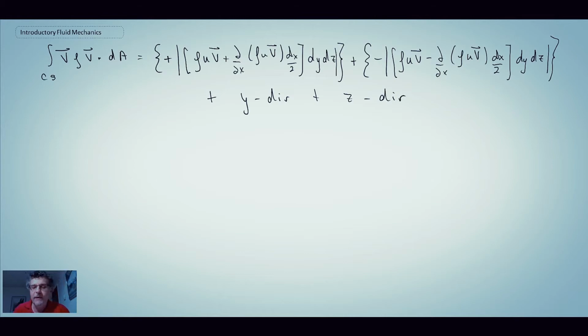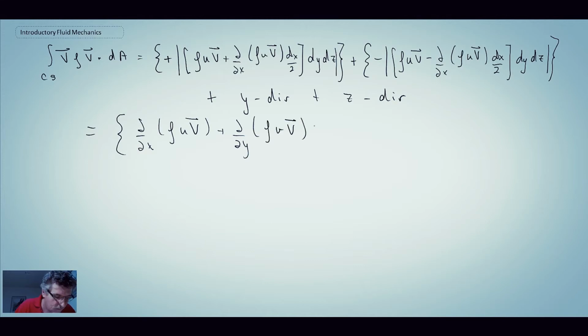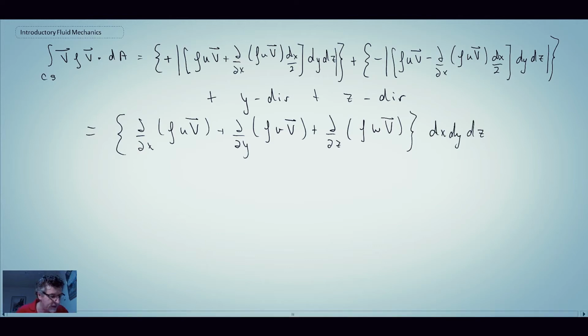So if we go in and perform this for all three directions, and we add up terms and cancel out and do a bunch of different things like that, what we'll find is we get something that looks like the following. And that is then multiplied by dx, dy, dz, which is the volume of our differential element.